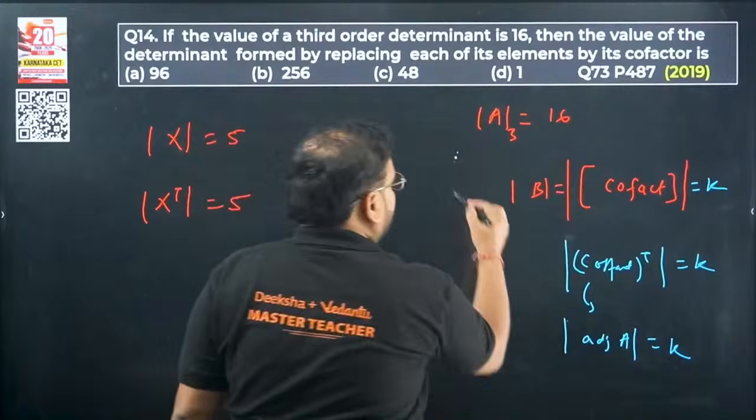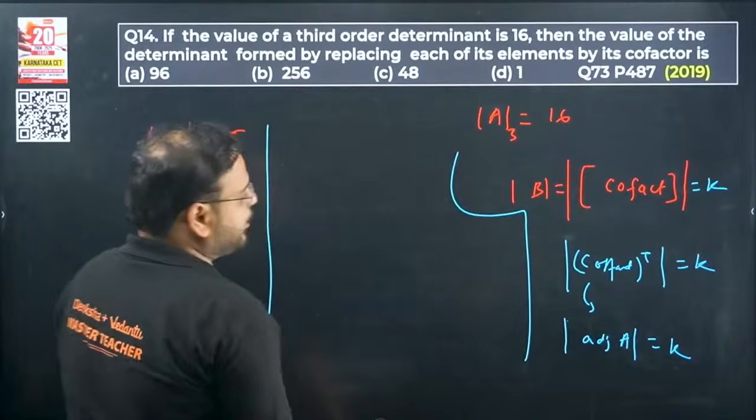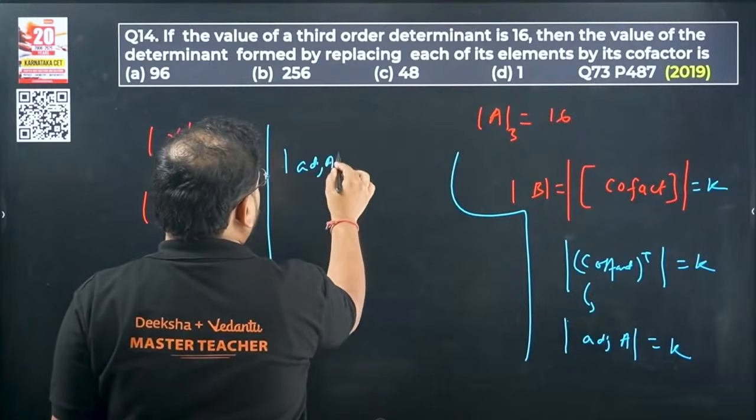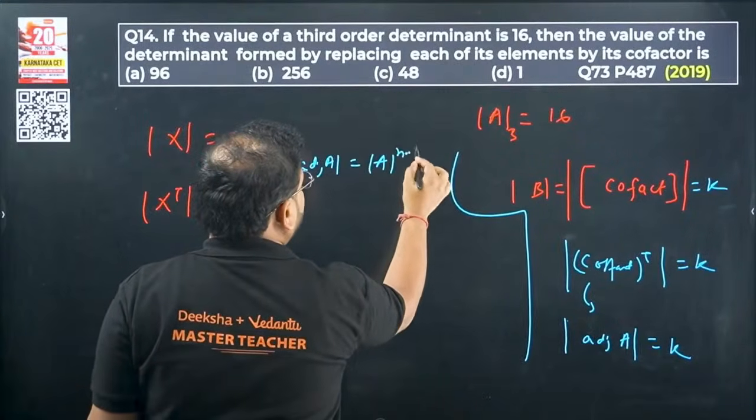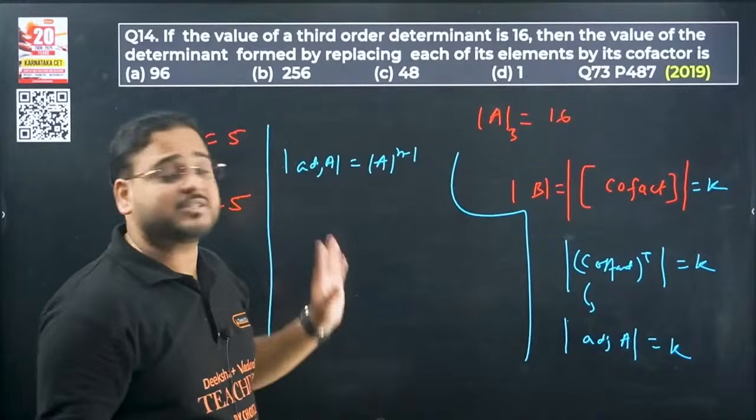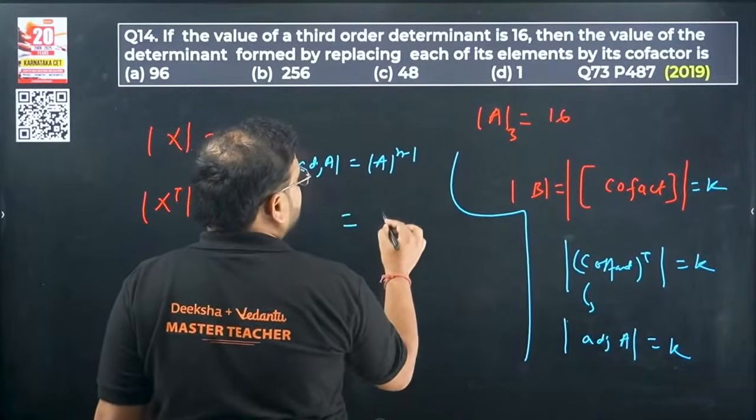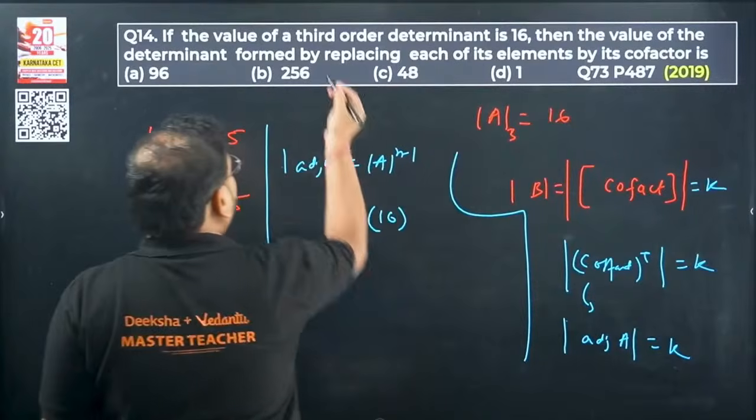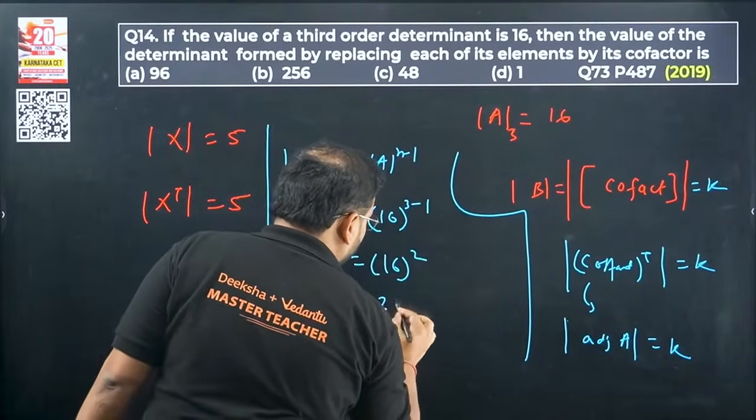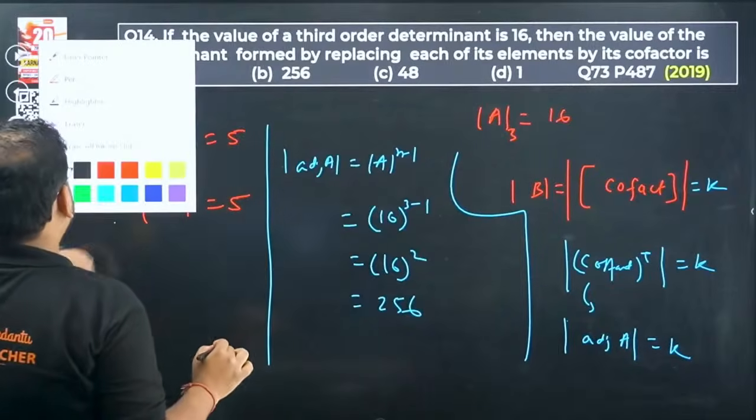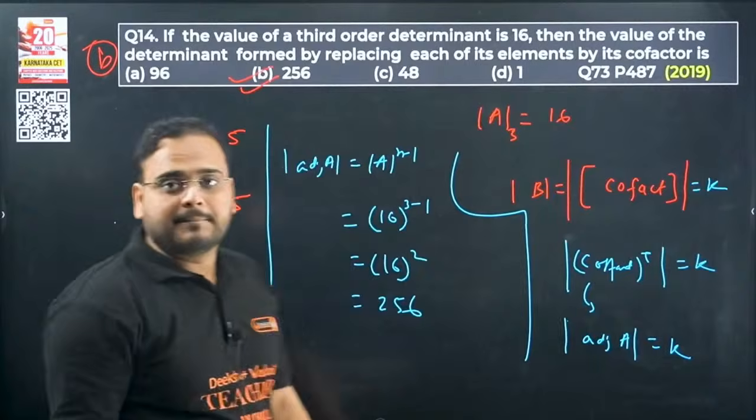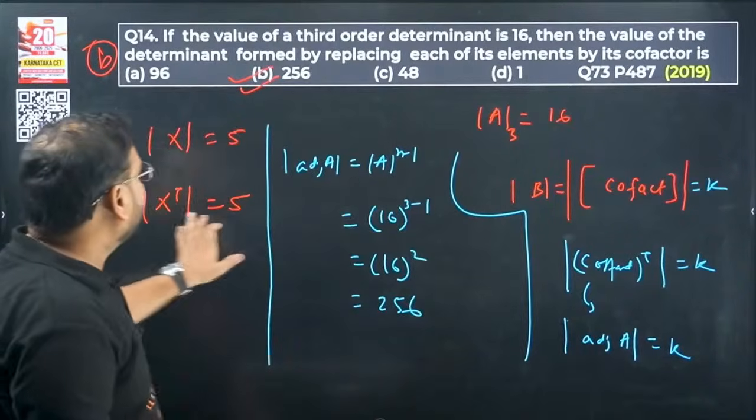Yes, sir. So let's continue. Determinant of adjoint of A is given by determinant of A power n minus 1. You all know this, believe me. Determinant of A is how much? 16, sir. And n is what? Third order, so 3 minus 1. 16 power 2, answer is 256. Option you're going to check now: option B. Clear? Problem? Of course not.